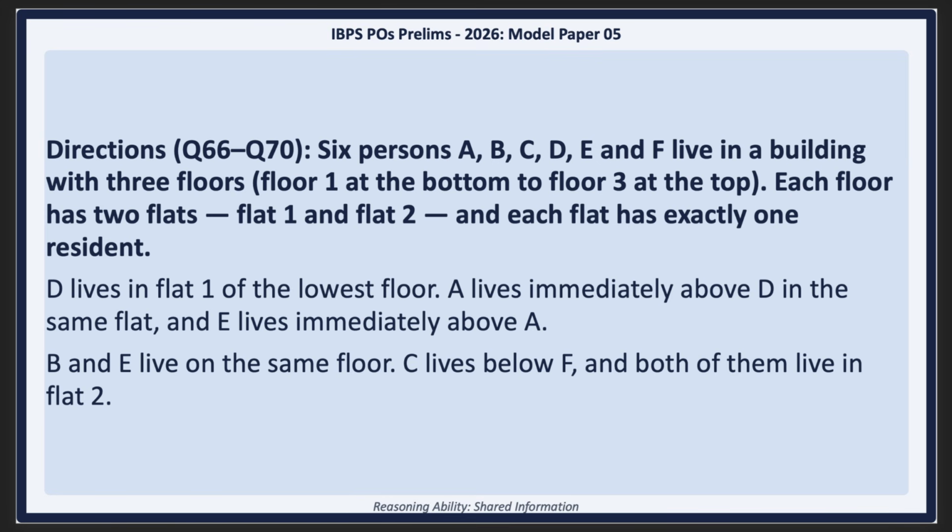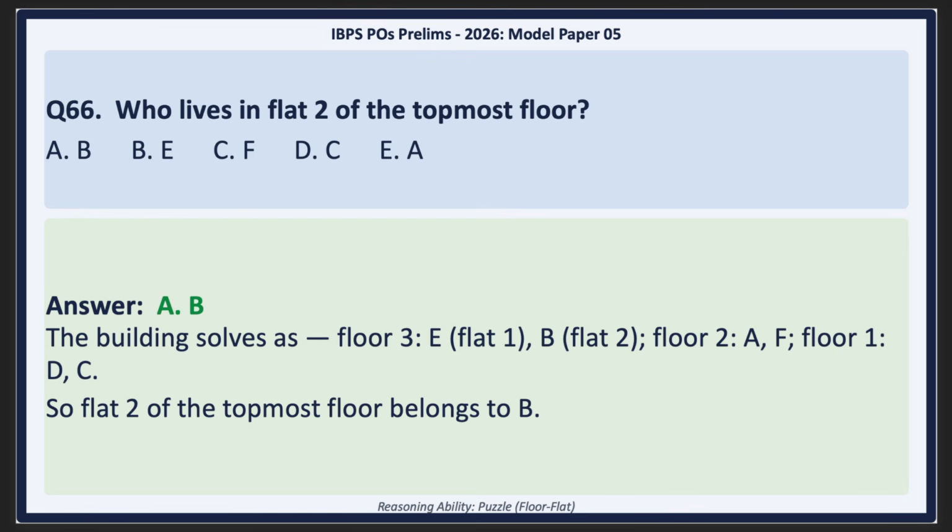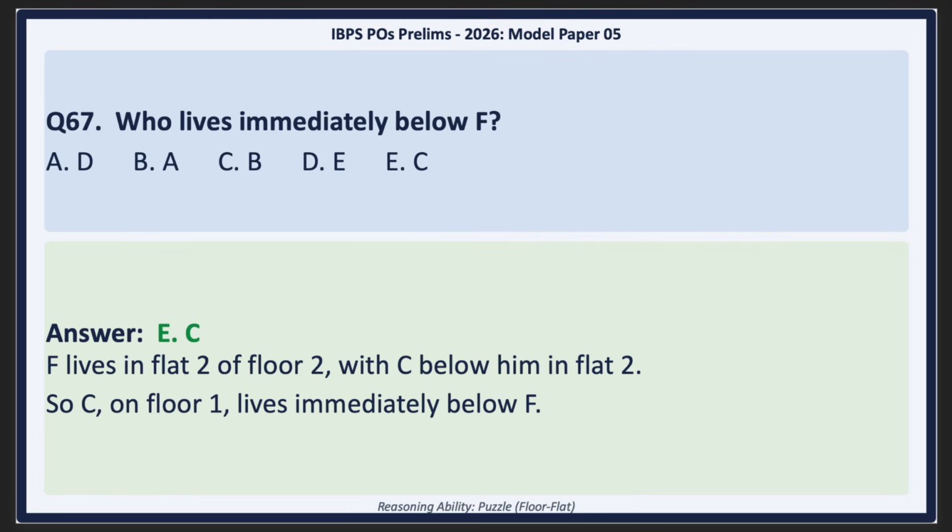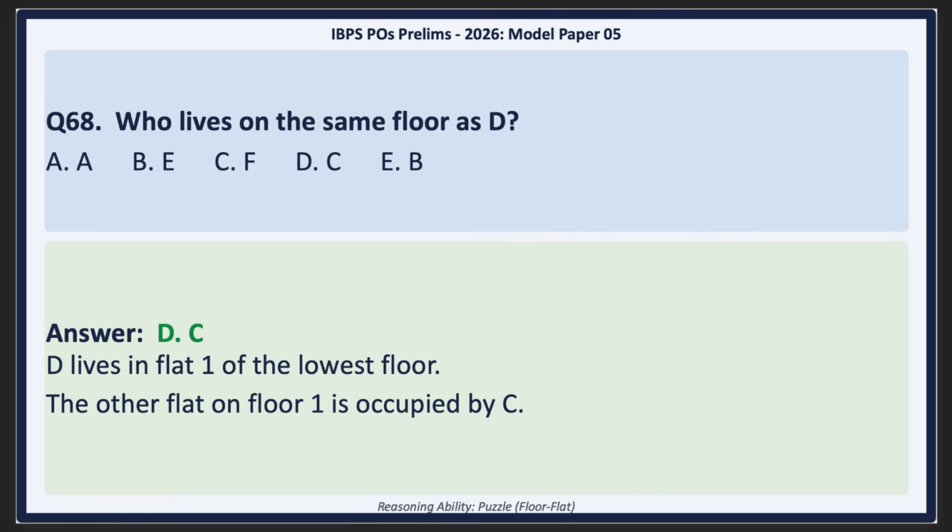You don't even have to think anymore. For question 66, they ask who lives in flat 2 of the topmost floor. You just look at your map and it's clearly B. Same for question 67. Who lives immediately below F? Well, F is in flat 2 of floor 2. The person right below them in flat 2 is C. Question 68 wants to know who is on the same floor as D.